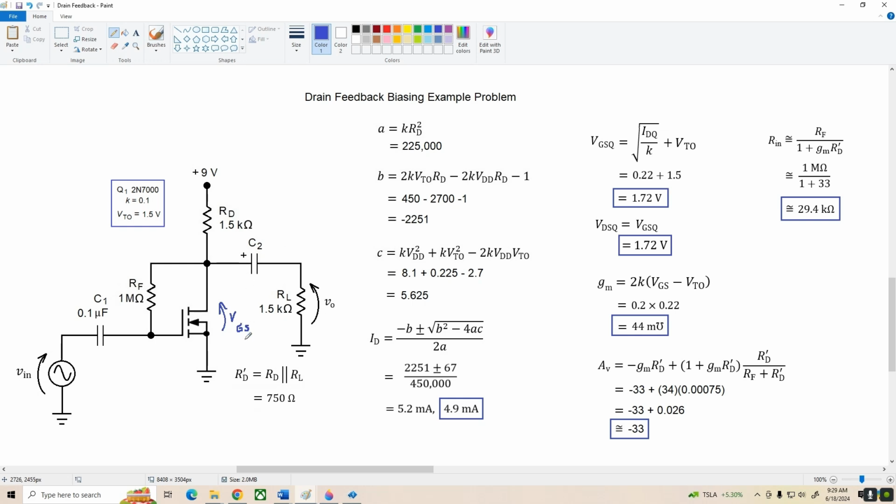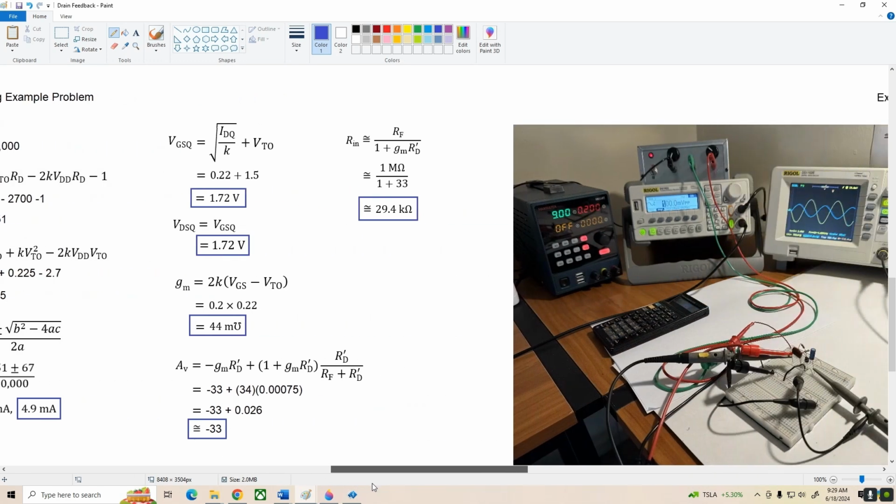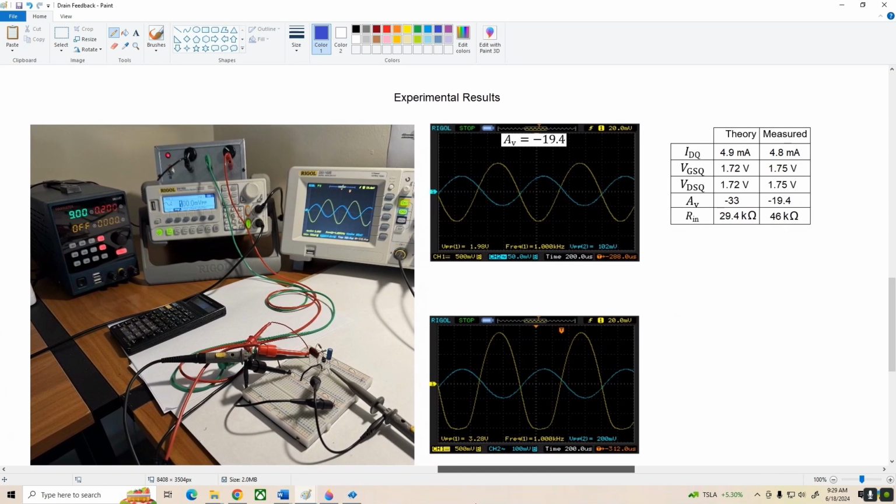All right, and we're going to see that in a second, because now we're going to look at the experimental evaluation of this circuit. I built the circuit, and I thought I'd add a little color to the video here by showing a picture of my setup. Here's the actual circuit, and let's compare the theoretical values to the measured values here.